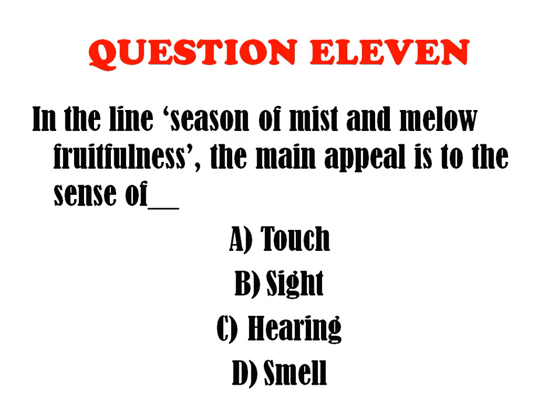Then look at question 11. In the line season of mist and mellow fruitfulness, the main appeal is to the sense of: touch, sight, hearing, smell. Which one do you think? Look at the line, season of mist and mellow fruitfulness. The answer is sight. Fruitfulness is what you see, mellow fruitfulness, and even mist is something that you can also view.